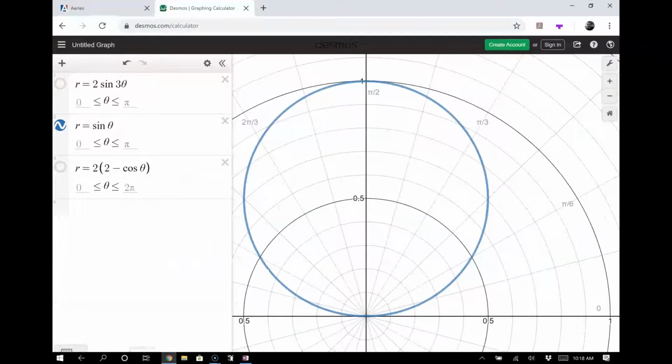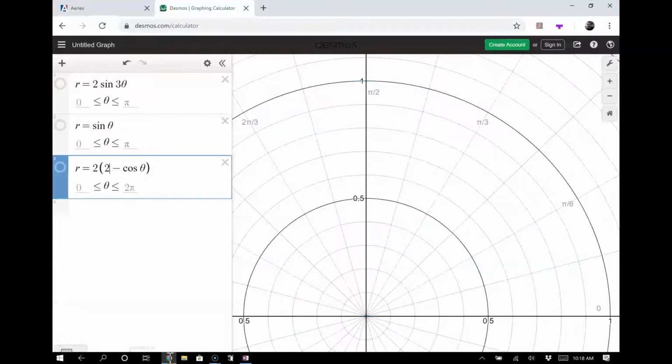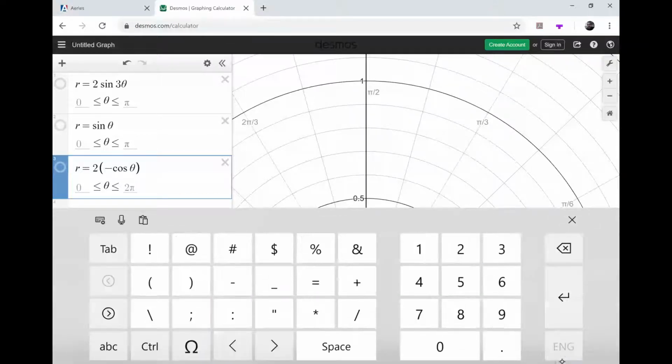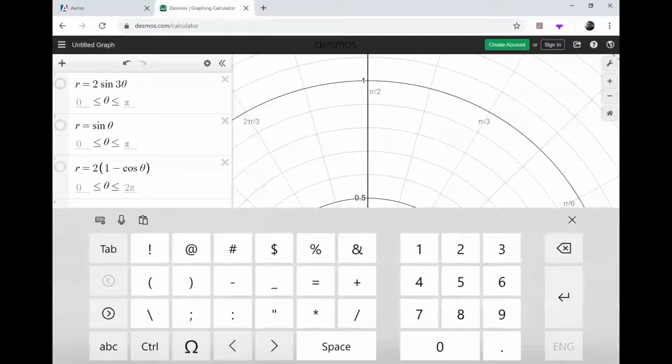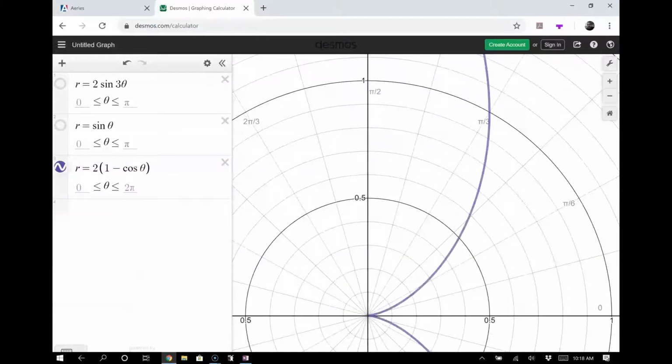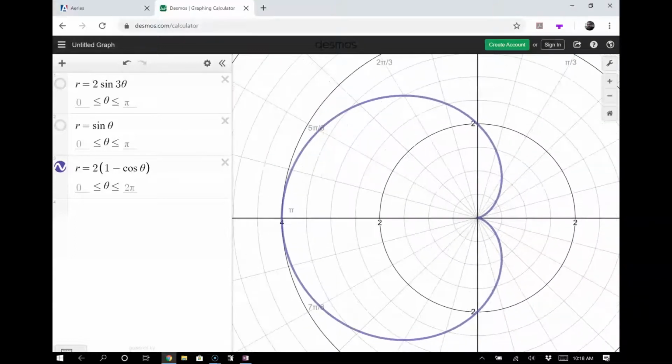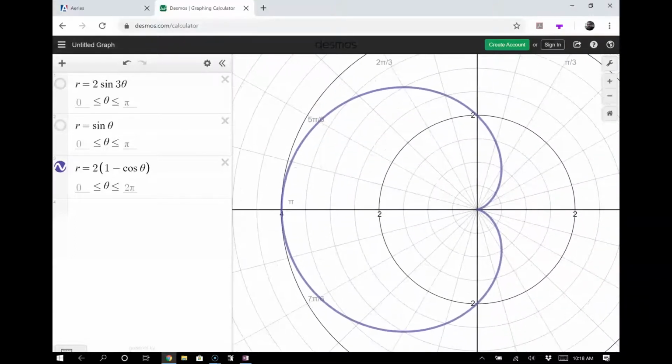So we just did this one. We're going to do this. I think that's supposed to be a 1. Yeah. Let me change that. That's supposed to be a 1. So we're going to do this one. This one's called a cardioid. Okay? How many vertical tangent lines is it supposed to have?